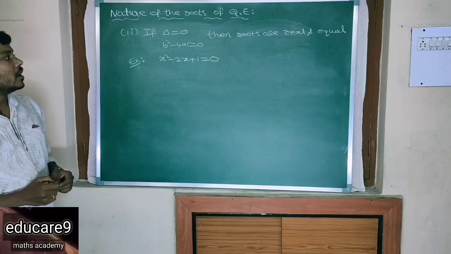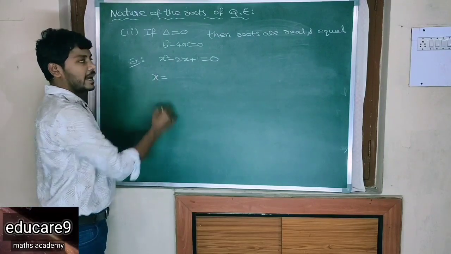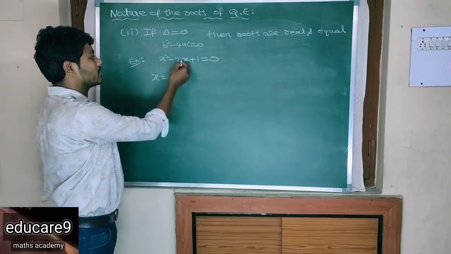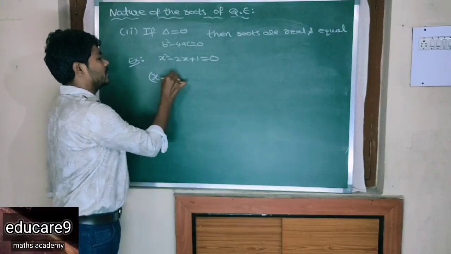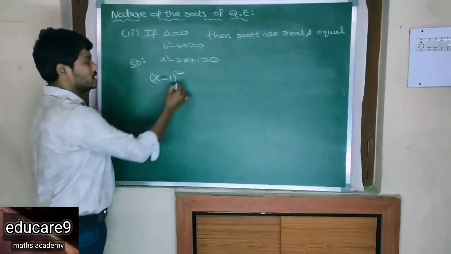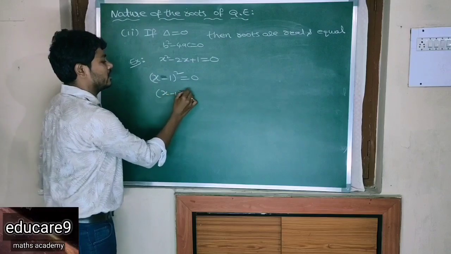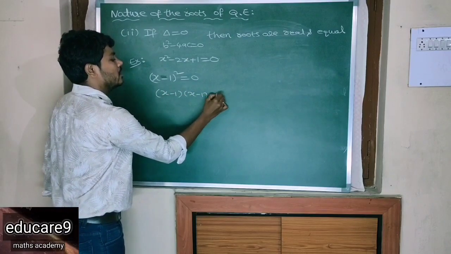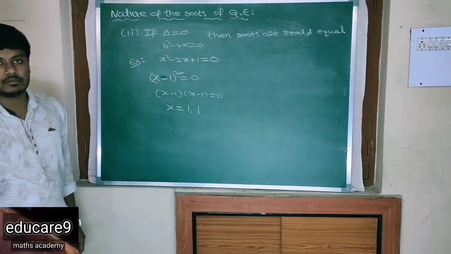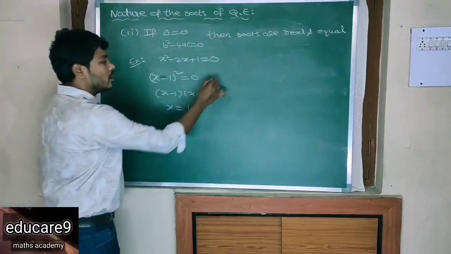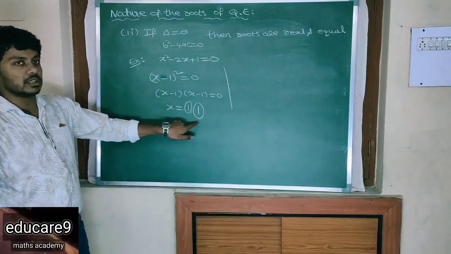Okay. Now, you want to write the x value, that is minus b, or simply this can be written as x minus 1 whole square is equal to 0. So this is x minus 1 into x minus 1 is equal to 0. You will get x is equal to 1 comma 1. That is, both roots are equal. That is 1 and 1.